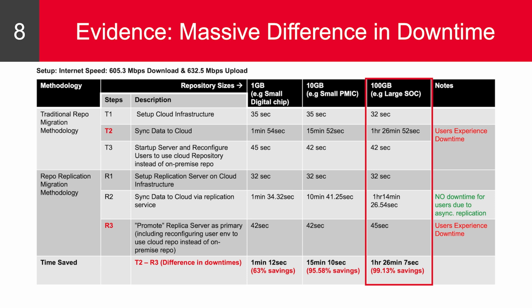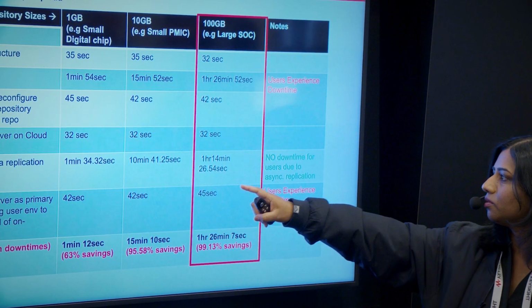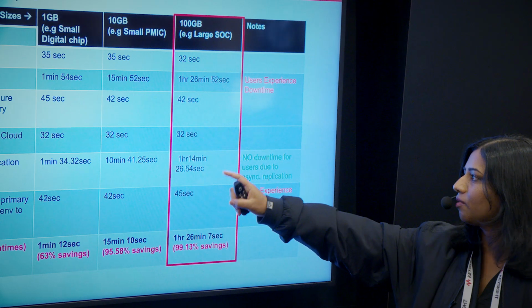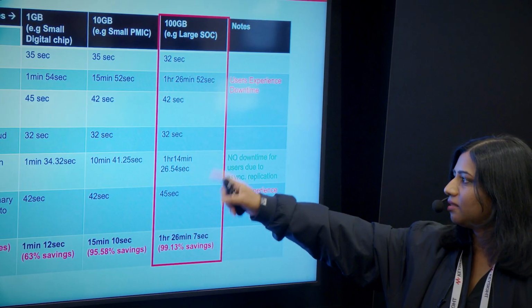You'll see that the setup of cloud infrastructure is very quick, right? It's all there. It's because AWS provides these instances that are pre-configured for the purpose of EDA workloads. So it's all taken care of there. And then syncing of data to cloud, you can see how much time it takes, right? So here's what we're really worried about. 1 hour, 26 minutes, and you compare it to R2, it's taking about 1 hour and 14 minutes, which is fine. That's not the important part.